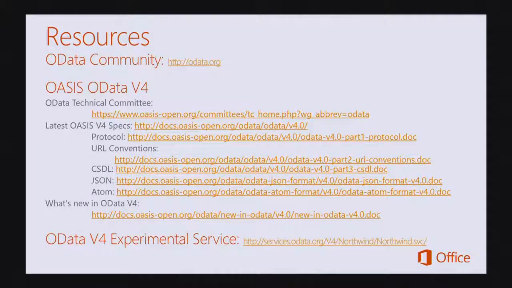Here are some resources on OData. OData.org is probably the best starting point, and it has links to everything else. The OData Technical Committee page is where there's actually the information for the OASIS standards work. And if you're familiar with OData version 3, there's a nice document, What's New in OData version 4, that talks about a lot of the new changes.